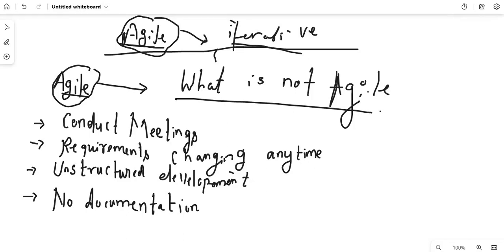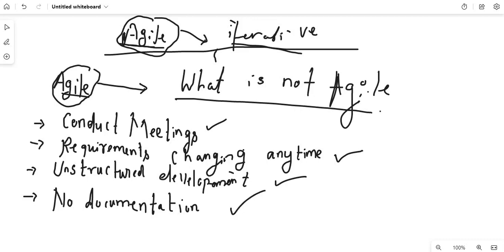In this tutorial, we're going to talk about what is not agile. There are certain factors that we consider when talking about what is not agile. These are the factors: conducting meetings, that is not a part of agile; requirements changing anytime, that is not agile; when the company is not following any structured development, that is not agile; and if there is no documentation, that is not agile.